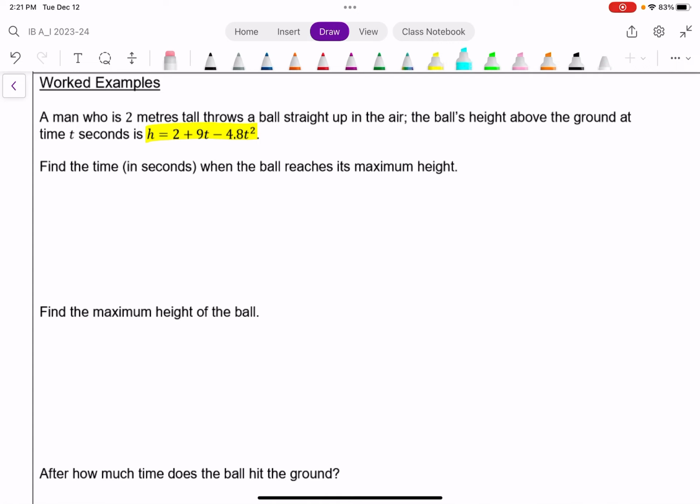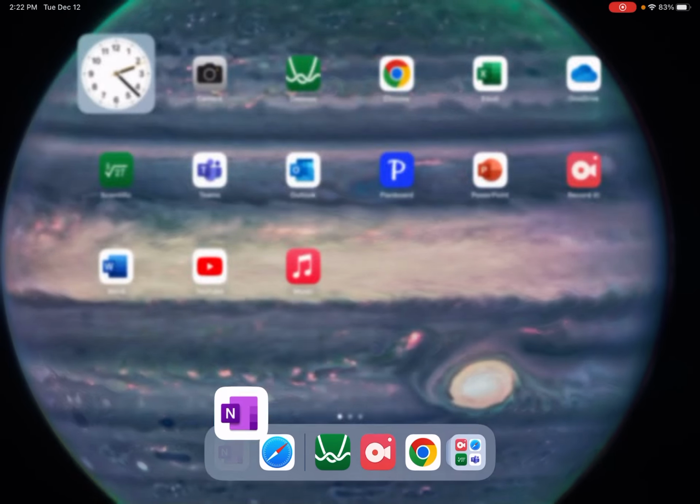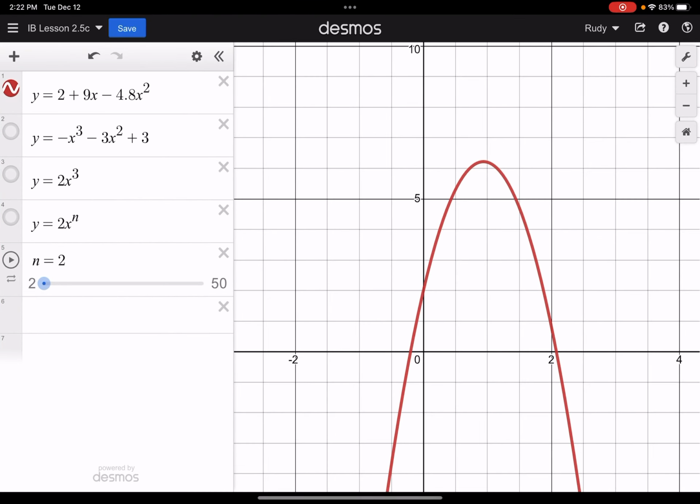Both these ideas we can figure out from finding the vertex of the graph. And quadratic functions should be easy to graph. So if you graph this function, most likely you would graph y equals 2 plus 9x minus 4.8x squared. You should see something like this. And the vertex tells me both the time it takes for the ball to reach its maximum height as well as the height it reaches.